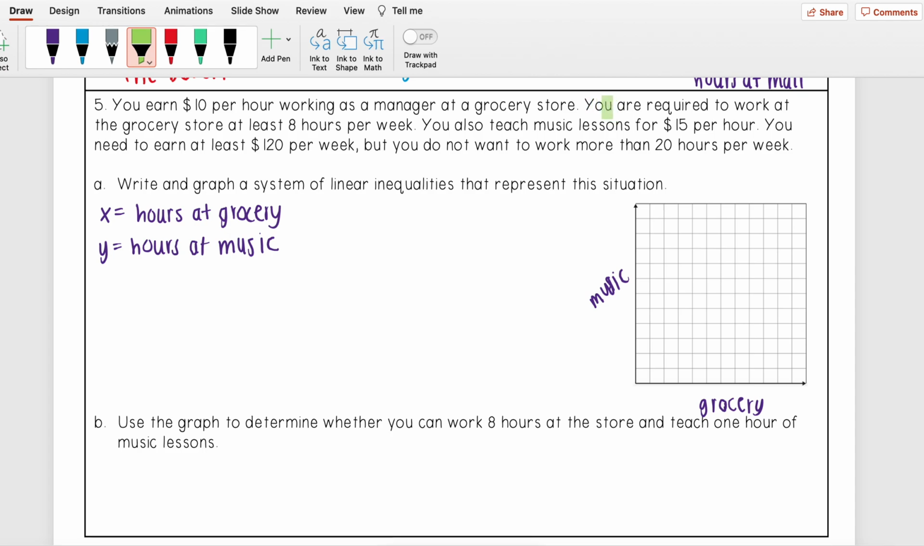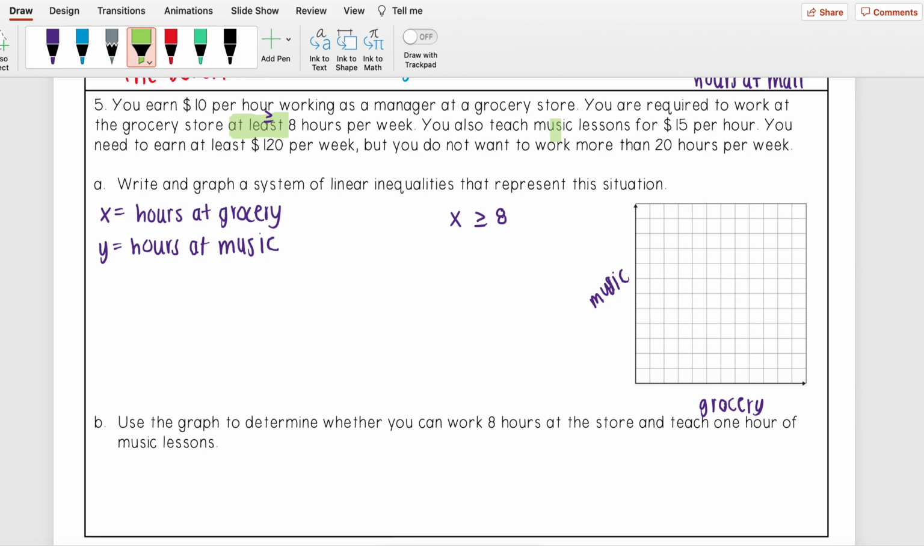Second sentence says you are required to work at the grocery store at least 8 hours per week. So at least, that is greater than or equal to. And that is just the hours at the grocery store, and so that is x. So x has to be greater than or equal to 8. My hours at the grocery store has to be greater than or equal to 8.